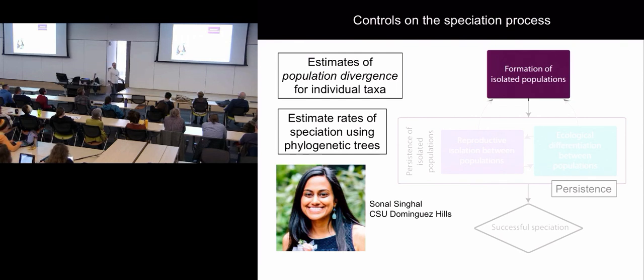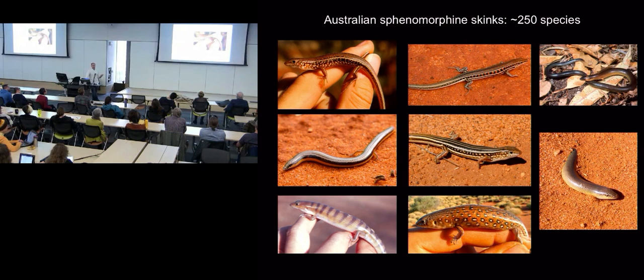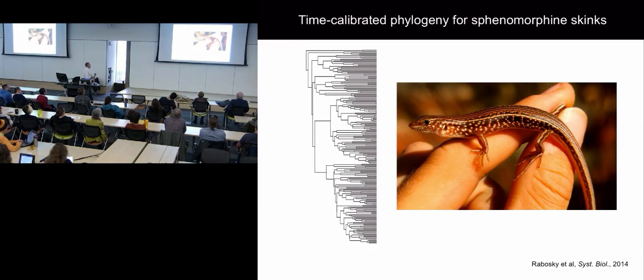So the system that we're going to apply this to is Australian sphenomorphine skinks. This is Australia's most diverse vertebrate radiation, about 250 species of lizards. They have a lot of variation in body form, from fully limbless things to things that look like very typical lizard forms, lots of pretty color patterns and so on. This is a group that I've been working on since about 2004 when I started my PhD. And one of the things that we've generated for this group is a time-calibrated phylogeny for the sphenomorphines. So it's complete at the species level.